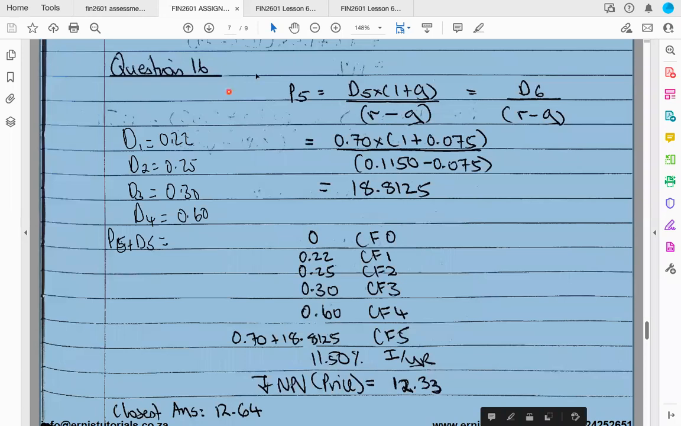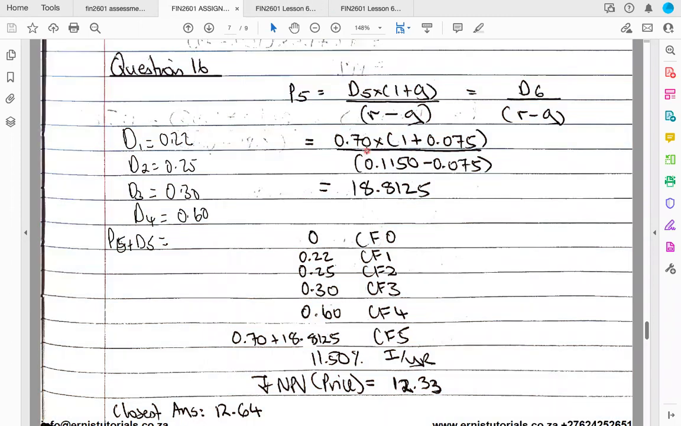Right. I hope you were able to do that question. The solution is on the screen. So obviously the first step here is for us to determine all the future dividends, D1, 0.22, D2, 0.25, D3, 0.3, D4, 0.6. And then we determine the price of the share in the year before the last dividend. Remember, now we're dealing with the constant growth. So we say D5 multiplied by 1 plus G over R minus G. To get the dividend at time 6, we have to multiply by 1 plus G. And then we get our price there at time 5.